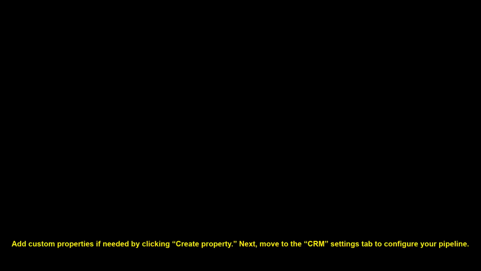Next, move to the CRM Settings tab to configure your pipeline. Click on Sales and then choose Pipelines. Create a new pipeline by clicking the Add Pipeline button. Name your pipeline and define the stages of your sales process.